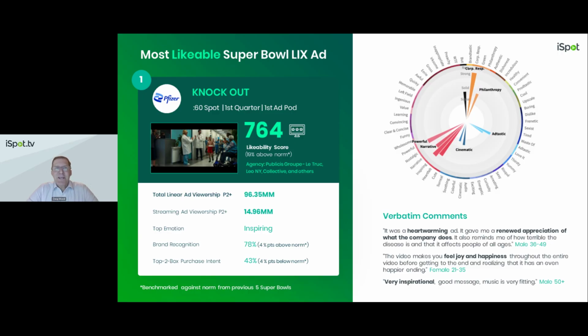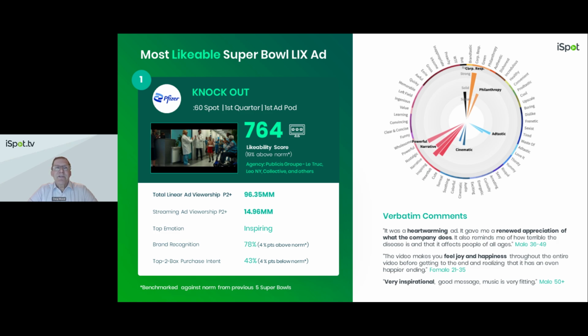Working our way through the likability list, this was the most likable ad among the 66 brand ads that we tested this year. It was Pfizer, and it came out of the gates hot in the very first ad pod in the first quarter of the game. You can see the emo wheel, a bit of an eye test, I suppose, which shows some of the emotions that are spiking for this ad.